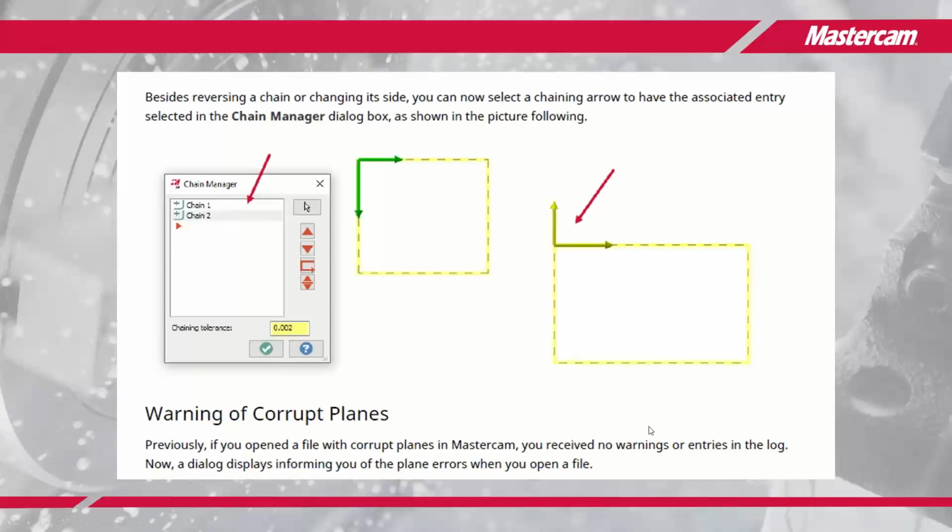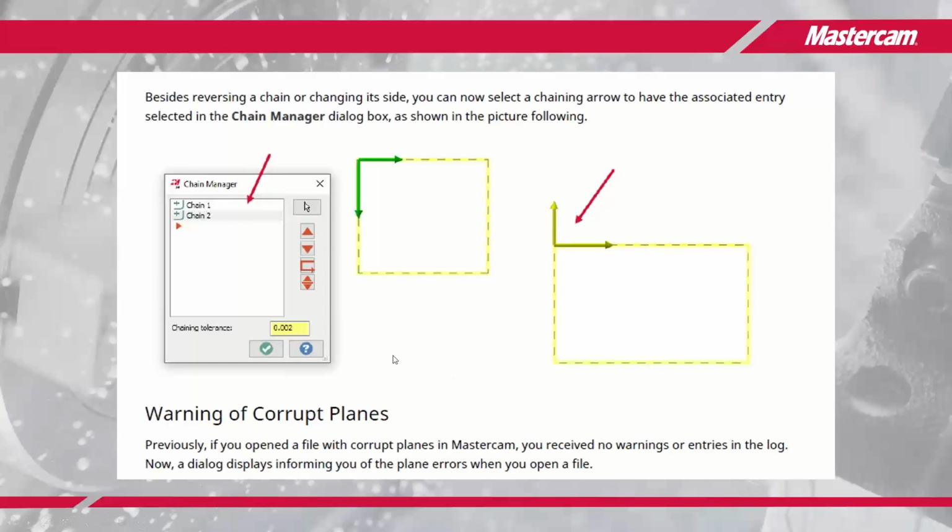Now you can just click on the chain and come right out here, and you're going to be able to just click on the arrow, and it's either going to change direction or you can change side or both, right from inside your Mastercam designing window.